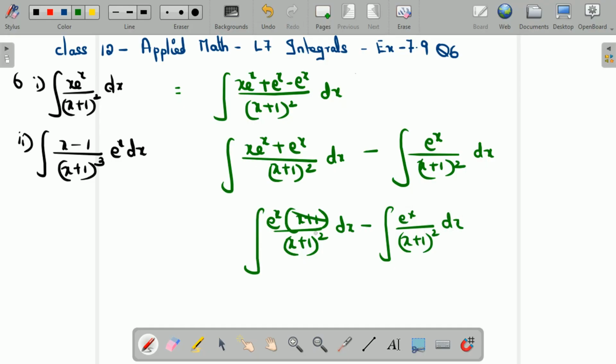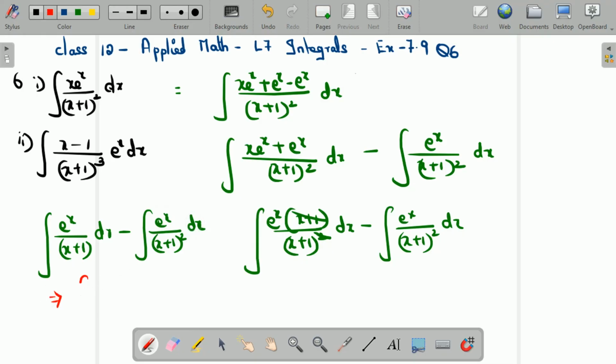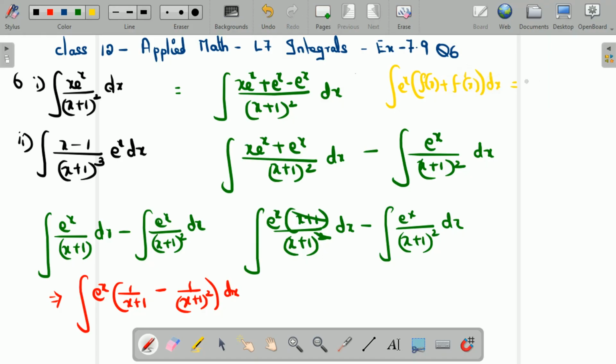So here one (x+1) and the power will get cancelled. So this will become integral e^x by (x+1) dx minus integral e^x by (x+1)^2 dx. I'm going to combine both these integrations like this. So this will become integral of e^x into [1/(x+1) minus 1/(x+1)^2] dx. Now this is of the form integral of e^x into [f(x) + f'(x)], so that you can apply the formula and get this as e^x f(x) + c.